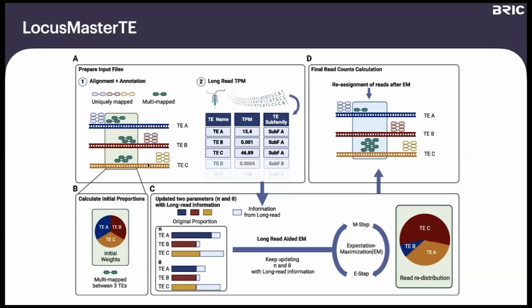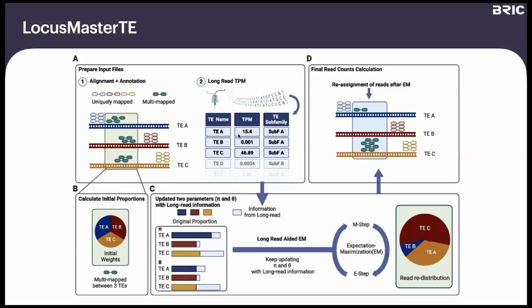So here is a schematic overview of the LocusMasterTE pipeline, illustrated step by step. In figure A, first, short-read RNA sequencing is aligned using a provided annotation file. Based on the alignment score, the reads are classified into uniquely mapped reads and multi-mapped reads, and they are assigned differently to the individual TE copies. In this case, it's TE A, B, C.